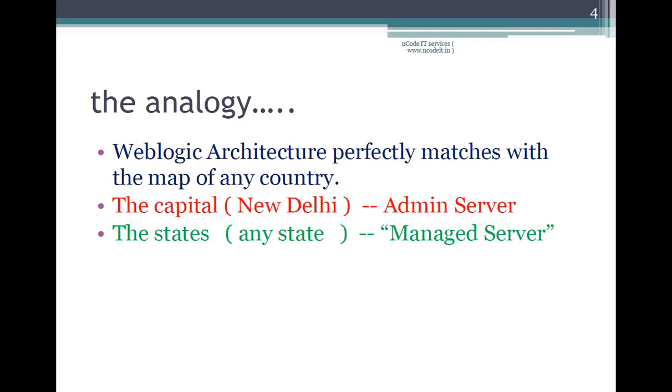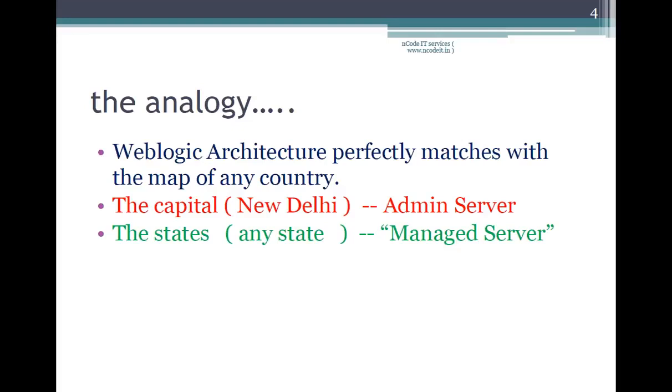So the first one, the most important one, is an admin server. That's a process, or it's a JVM that can be physically seen on your system, that administers everything, the capital. Apart from that, there are managed servers. Just like a country, you have one admin server and n number of managed servers. There is no limit to the number of managed servers you can have. But ideally, there is a practical limitation. We will talk about that limitation in a few moments.